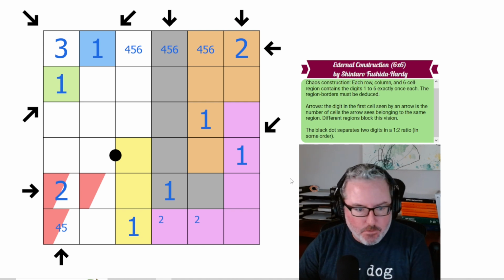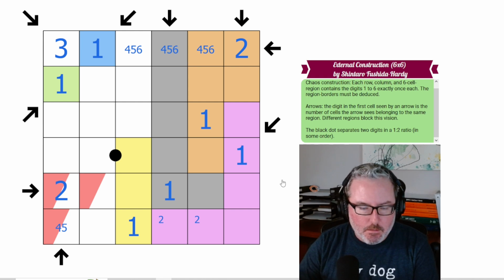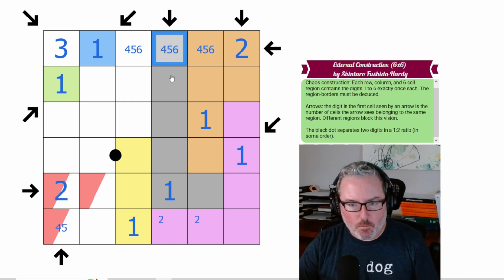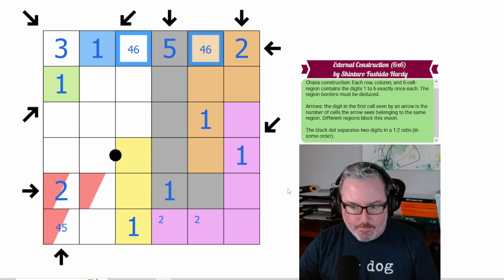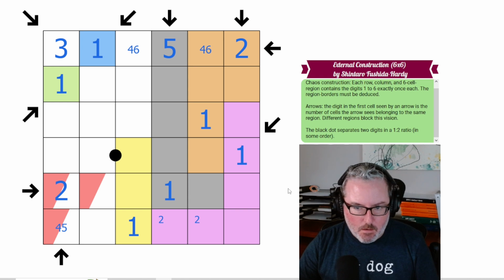Okay, that's interesting. What is left over here? Okay, so we know what this is. 1, 2, 3, 4, 5. This is a 5. We can put that in and we can get rid of marks of 5s. And that finishes that clue.